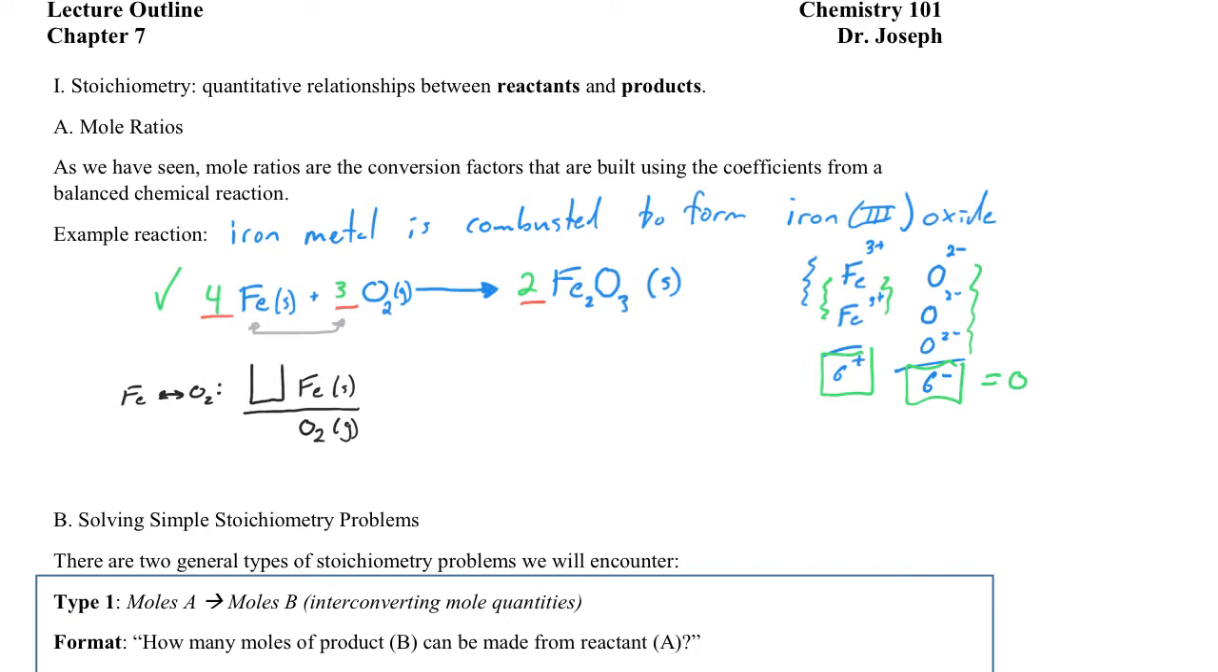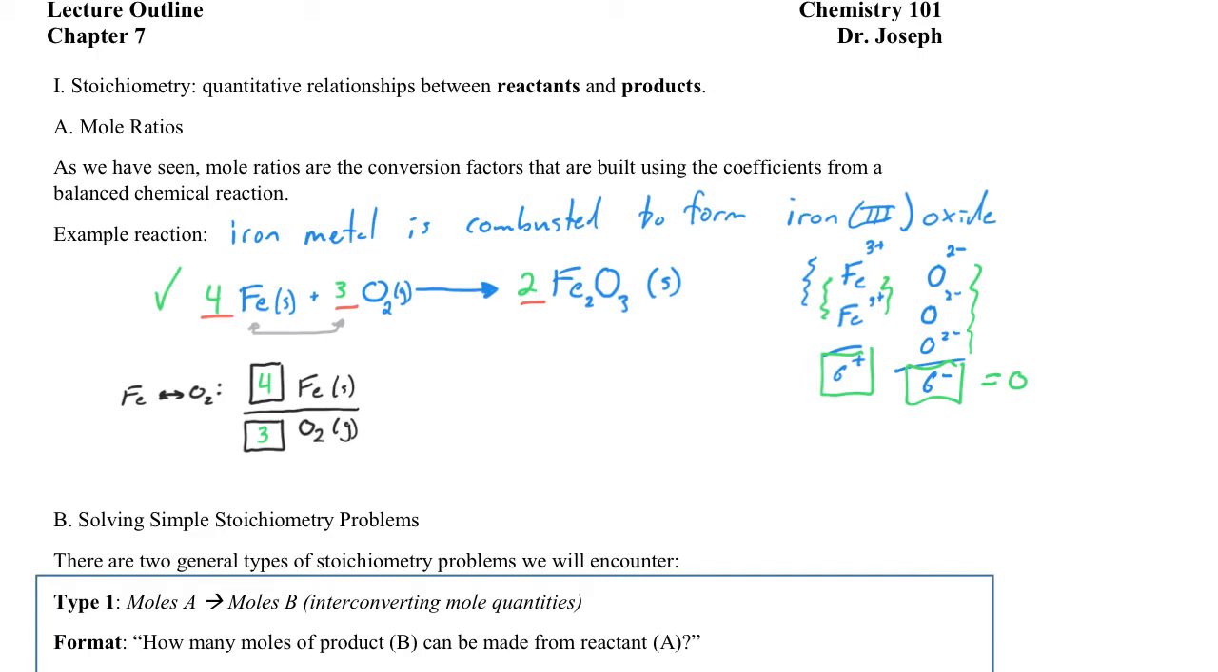So for example, I can make a conversion factor between iron and oxygen like so, where the blank spaces there are actually the coefficients in the balanced chemical reaction that I came up with. So for iron, we need 4, and for oxygen, we need 3. So now I have a conversion factor that enables me to convert, say, from oxygen into iron or from iron into oxygen.